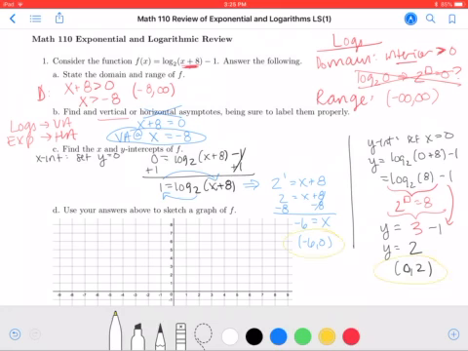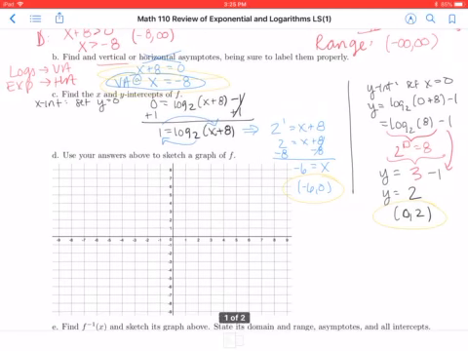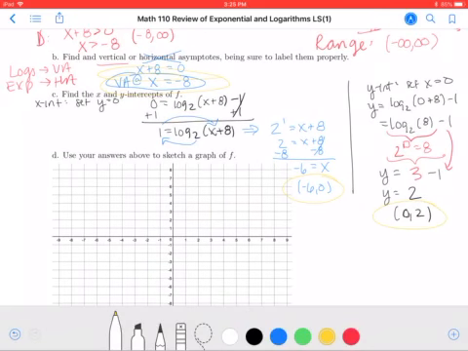And with this guy, with that guy, and that vertical asymptote, we have all we need to graph it. So let's take a look. What I'm going to do, let's go down a little bit so you can see. I'm going to start by drawing that vertical asymptote at negative 8. I am going to plot that x-intercept at negative 6 and the y-intercept at 0, 2. So I'm going to connect those guys.